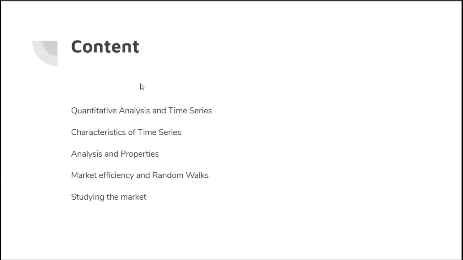So the content will be the following. We are going to talk about quantitative analysis on time series, the characteristics of time series, some analysis techniques that we can perform, and time series properties such as the Markov property, and then we are going to talk about market efficiency and random walks, and last we are going to study the market with these techniques, and we are going to create some interesting trading systems that aren't common among retail traders, such as spreads.